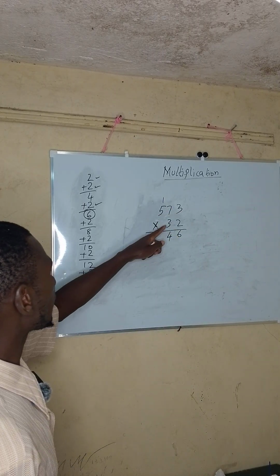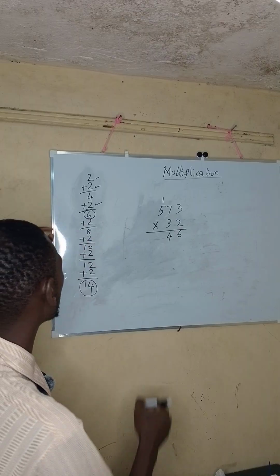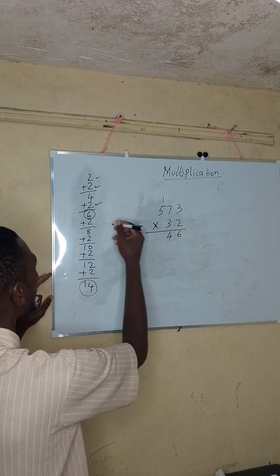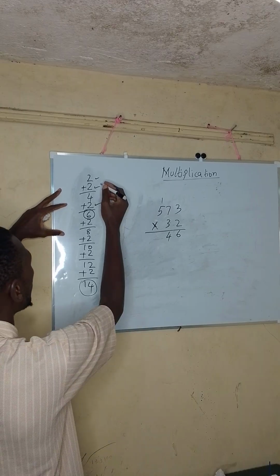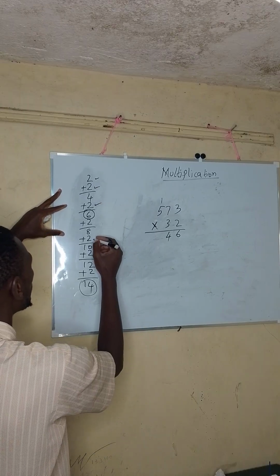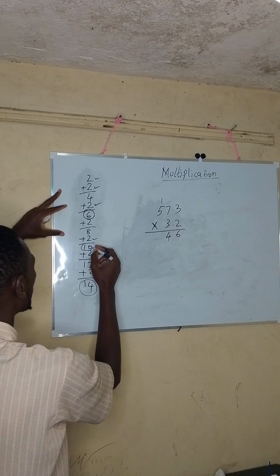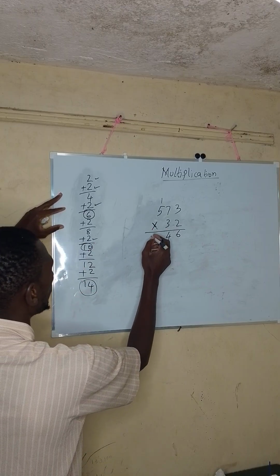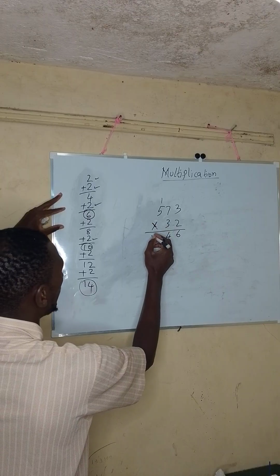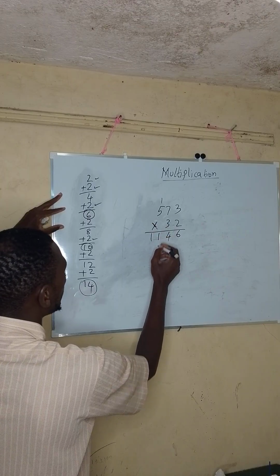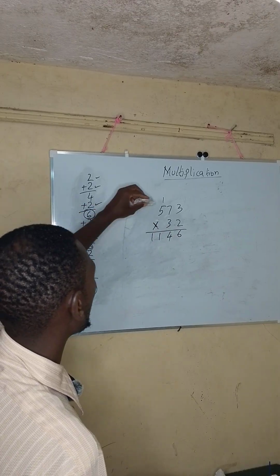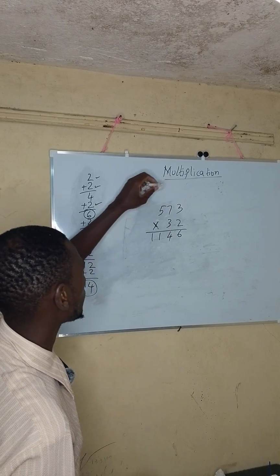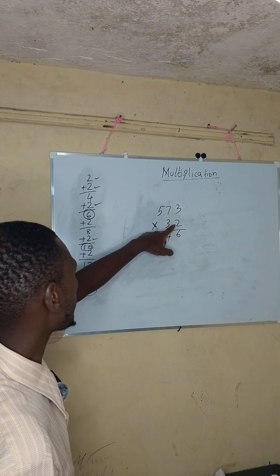Then 2 times 5. So you count 2 5s. 1, 2, 3, 4, 5. So that gives you a total of 10. So 10 plus the one that you carried gives you a total of 11. And because there is no other number, that is the final answer. You write your 11 there. You are allowed to rub the one that you carried because you are moving to the second number, the number in the place value of tens.